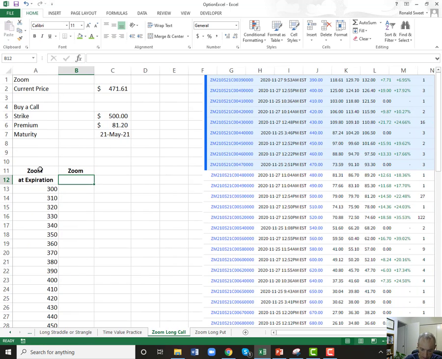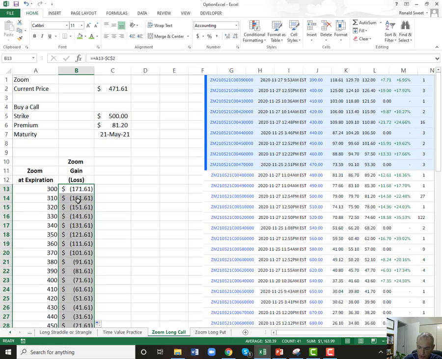Let's do Zoom gain or loss just on the stock. Remember how easy this is. If you bought Zoom at 471.61 and it's now trading for 300, you just take the 300 minus that original price. So there's your gain or loss on the stock. Copy that down. Obviously, that's just a straight line up and down.